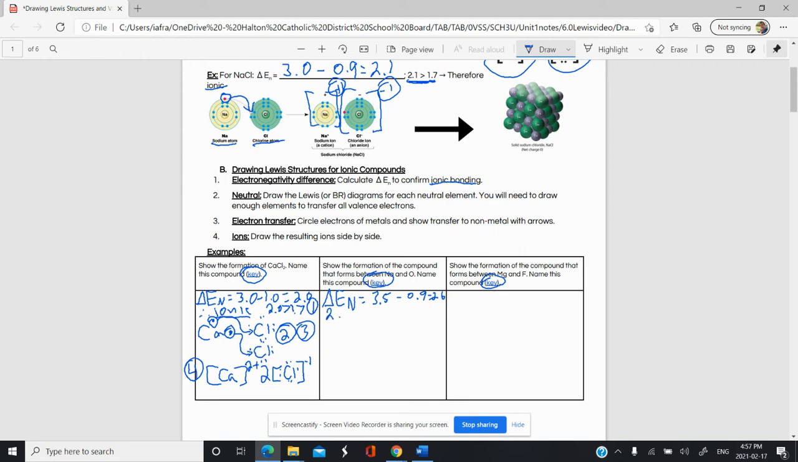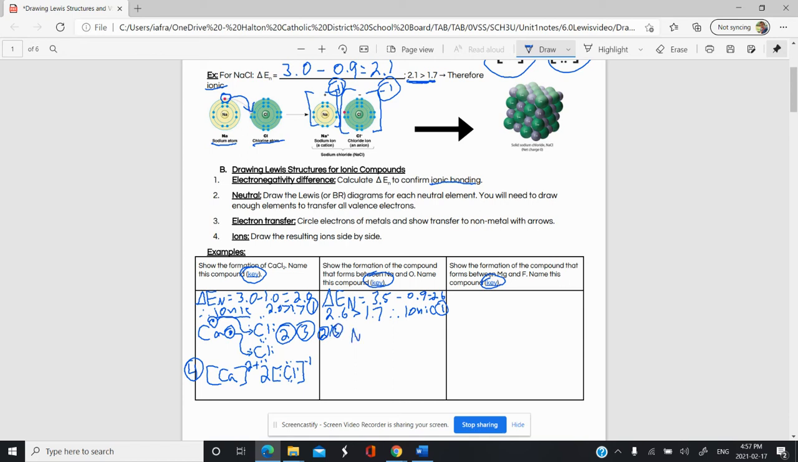So since 2.6 is larger than 1.7, this means we have an ionic bond forming. So we have Na and O. We don't know how many to draw, but I'll show you how to figure that out. So this is our first step, doing our electronegativity difference. We're going to draw the neutral atom and do the transfer.